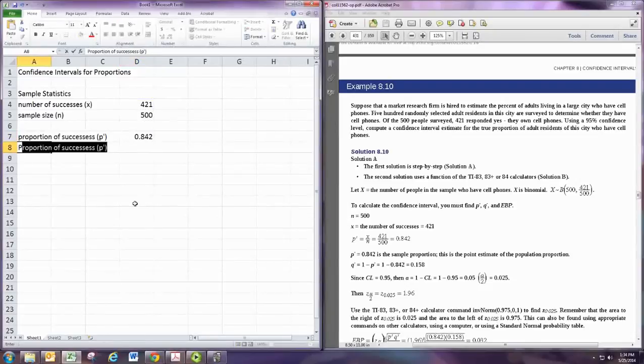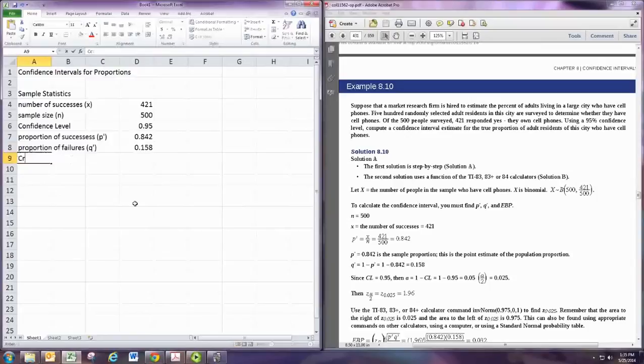And we'll do proportion of failures, which is q prime. And that's going to be 1 minus p prime. All right. We'll also be given the confidence level. In this case, it is 95%, so 0.95.